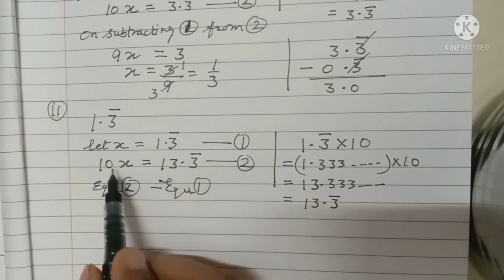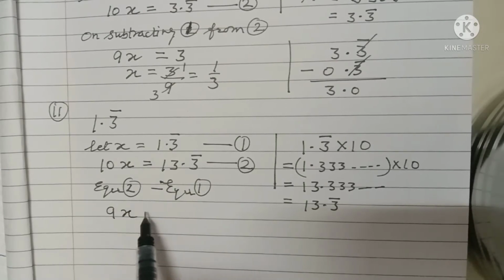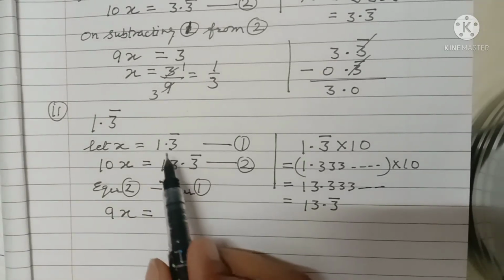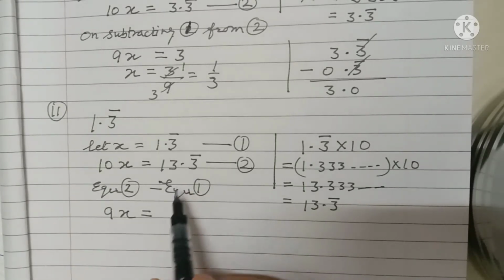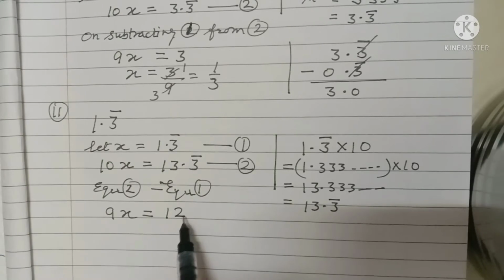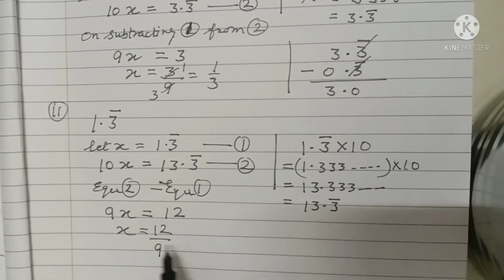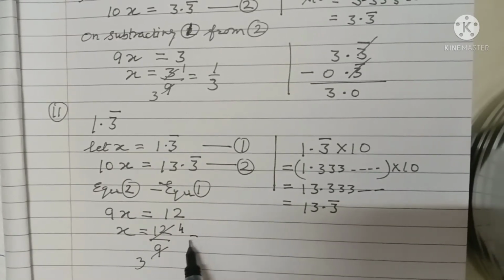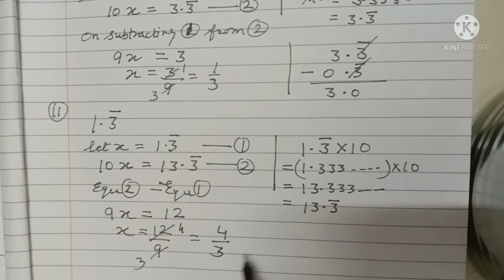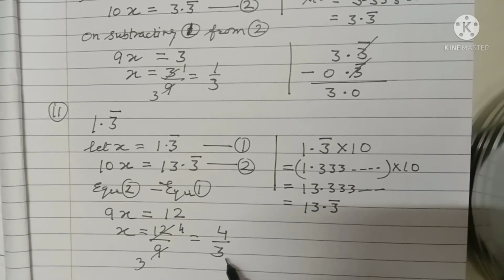Second is 10x and here is x. So when you subtract, you get 9x is equal to, here 0.3 bar and 0.3 bar will be cancelled, and 13 minus 1 gives 12. So x is equal to 12 upon 9, and this will cut by 3. 3 3s are 9, 3 4s are 12. You will get 4 upon 3. This is the answer, in its simplest form, and it is in the form of a fraction.